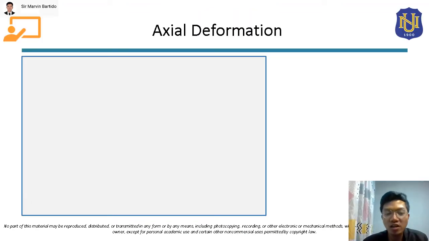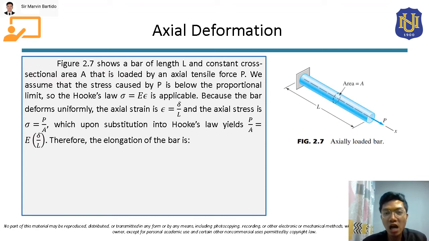Okay, so we will start our discussion with axial deformation. So for axial deformation, let's say we have here a bar of length L. And let's say that this bar has a constant cross-sectional area all throughout its length. And let's say that this bar is loaded by an axial force P here.